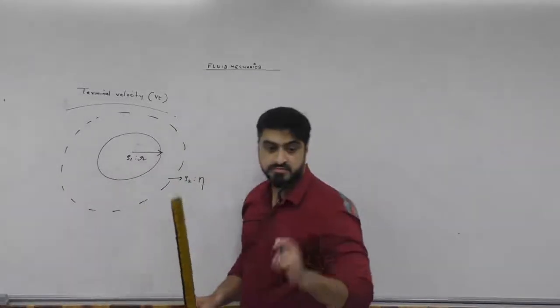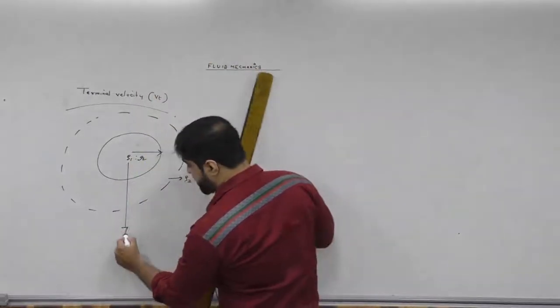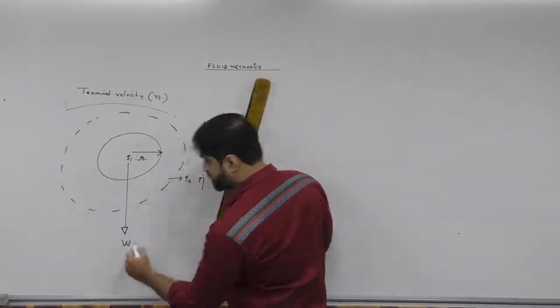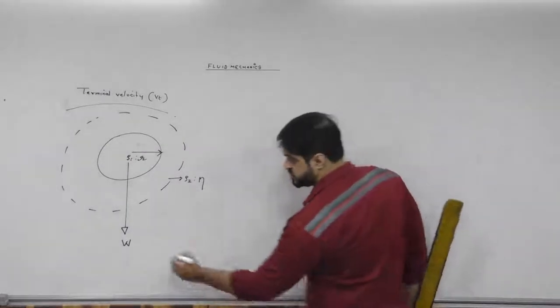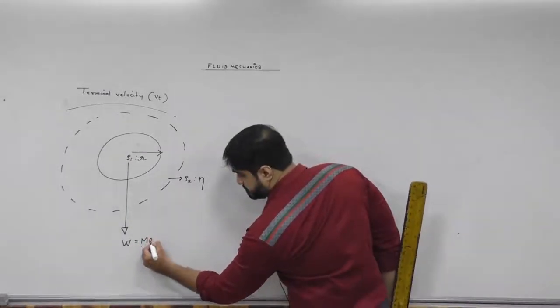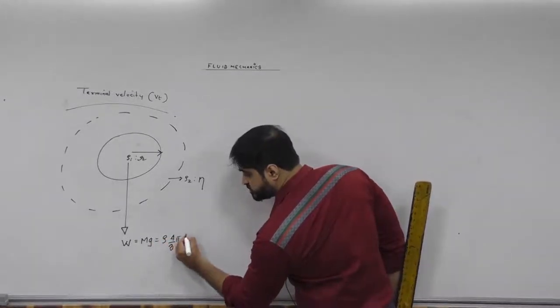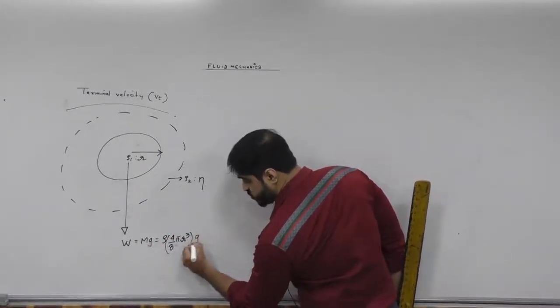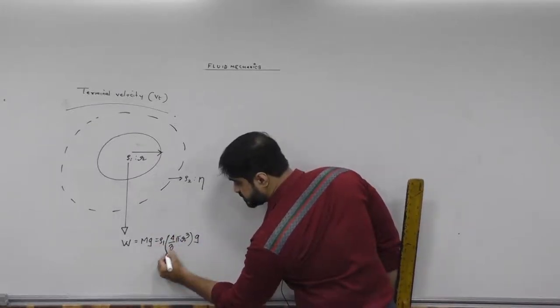Now listen to me. What lags down? Weight. ये वेट के कारण नीचे गिर रहा है. वेट कितना है? mg. Mass is density into volume. वॉल्यूम को लिख सकते हैं 4/3 pi r cube g. And rho is rho 1. हां रो 1 है ना? बोलो करेक्ट है.